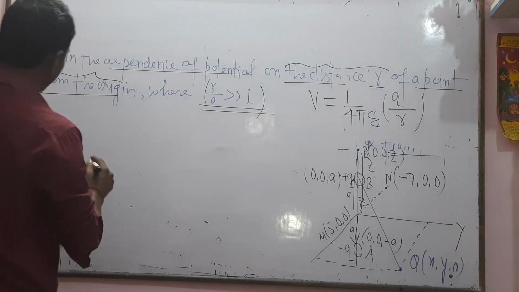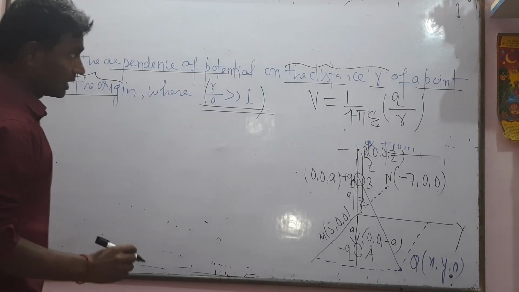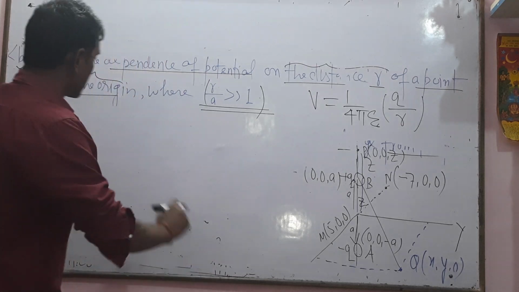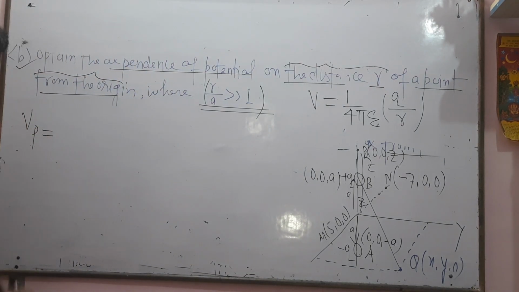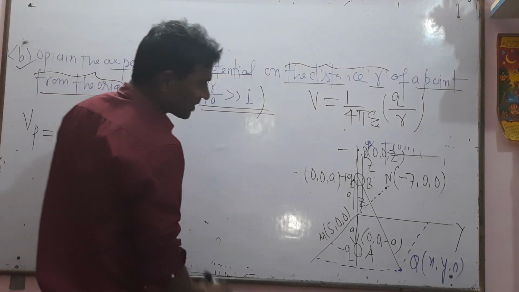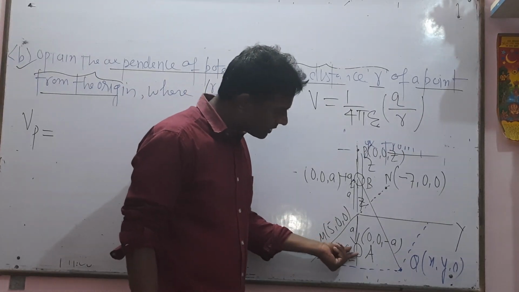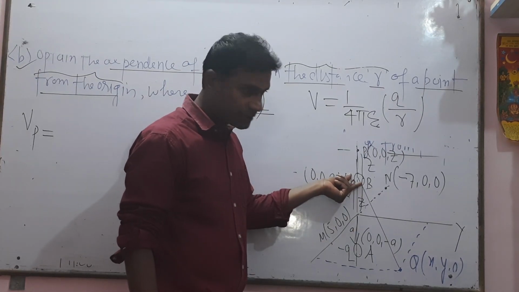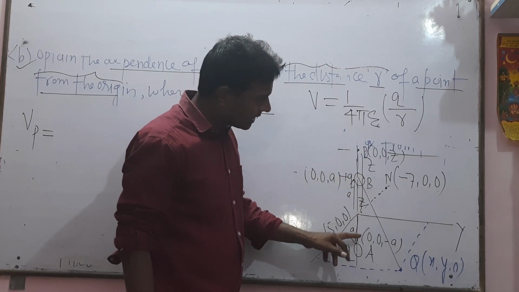We need the electric potential at a general point. Let us suppose this is the dipole. Why can you say this is a dipole? Because this is the minus q charge and this is the plus q charge. This is distance a, this is distance a. Let us suppose a is a small quantity.